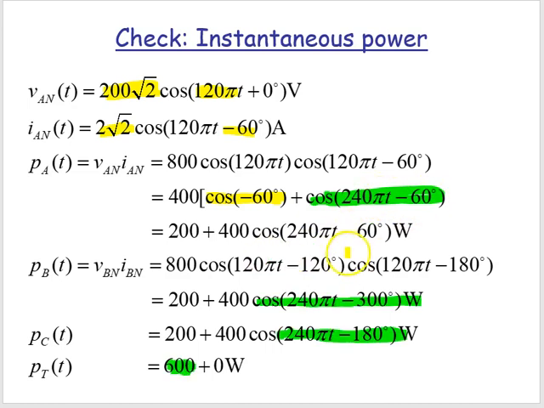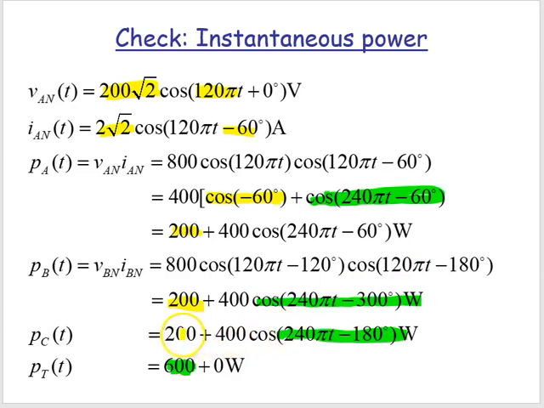So if we look at our B phase, if we do the sum of these two angles, now we have 120 pi t. Instead of 0 degrees, we have minus 120. Instead of negative 60, we have minus 180 for our voltage and our current. If we take the difference of the angles, we now have negative 120 minus negative 180, so we end up with the same cosine of negative 60 degrees, which is still the 200 watts. And then if we sum the angles, we end up with 240 pi t, and the sum of these two angles is negative 300.